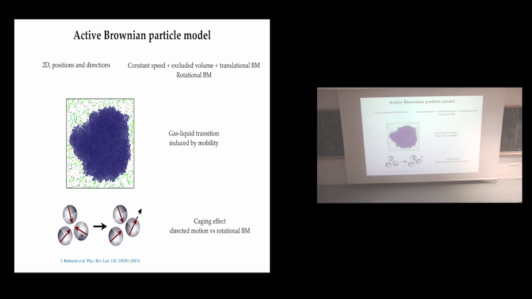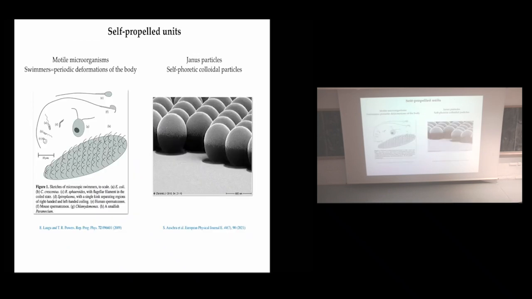What are these microscopic units? How is the motion actuated? How are forces converted into motion? And so how does this free energy transduction work? What I'm going to discuss in some detail, but hopefully not too much, just to give you a broad idea, is what these self-propelled units are that you can take as the building block, the single units that enter this active Brownian particle model, for example.